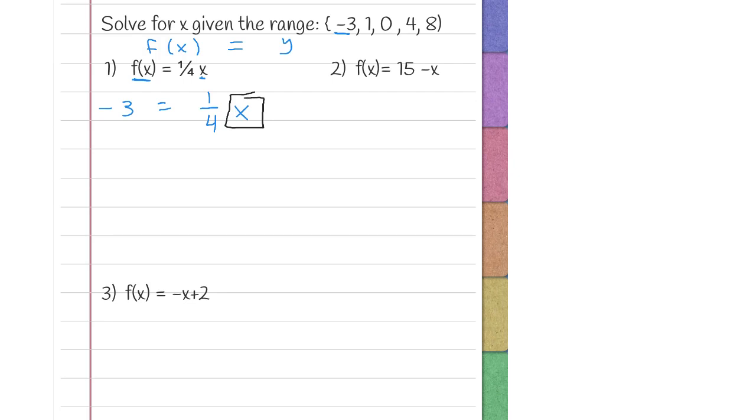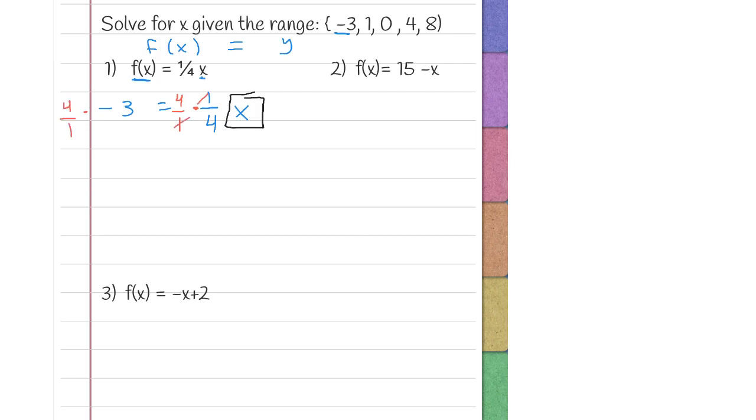What is the opposite of dividing? Remember, whenever we see fractions, that's the same thing as dividing. So what is the opposite of dividing? Well, it's going to be multiplying. And what am I going to multiply? If you guys remember, that word is called a reciprocal. And the reciprocal is whenever you flip the fraction. So I'm going to multiply by 4 over 1 on both sides.